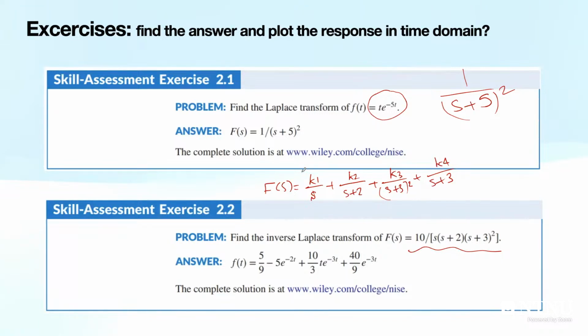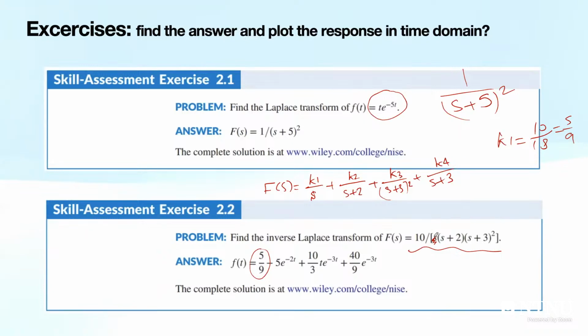So if we need to get K1, what will be the value of K1? Multiply both sides by s and set s equal to 0. So it will be 10 divided by 2 multiplied by 3 squared. 3 squared is 9, 2 times 9 is 18. So it will be 10 divided by 18. So K1 will be 10 divided by 18, which is 5 divided by 9, right? This one.